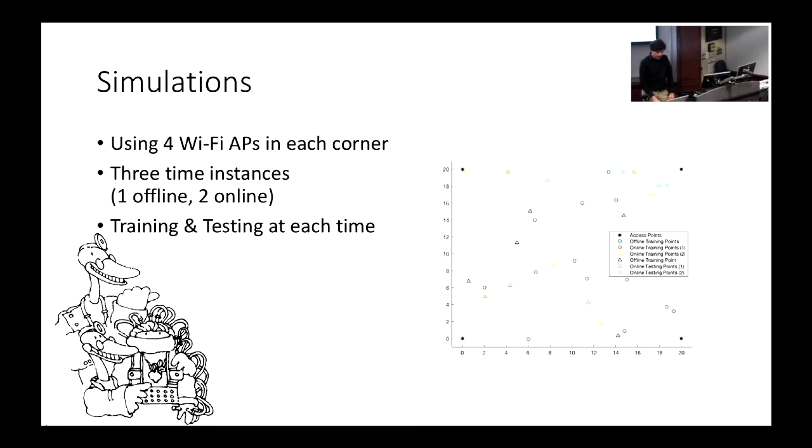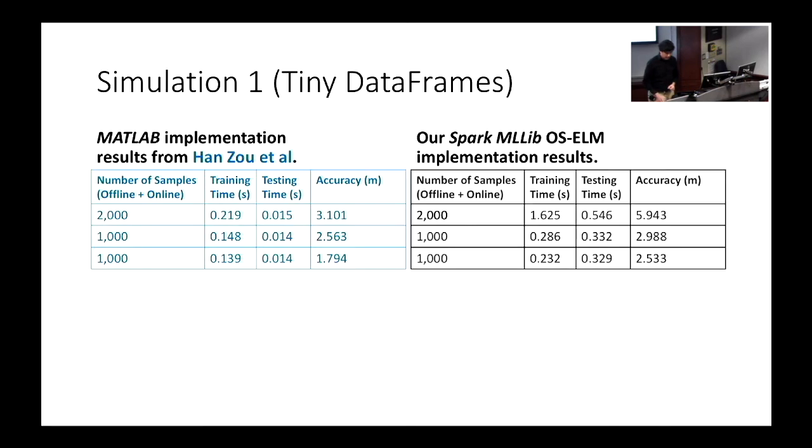So now let's look really quickly at some simulations. Here we've got a 20 meter by 20 meter room with Wi-Fi access points in each corner, and from there we have random spots within the room where we are collecting the signal and then running our training and then our testing. So let's do our experiments.